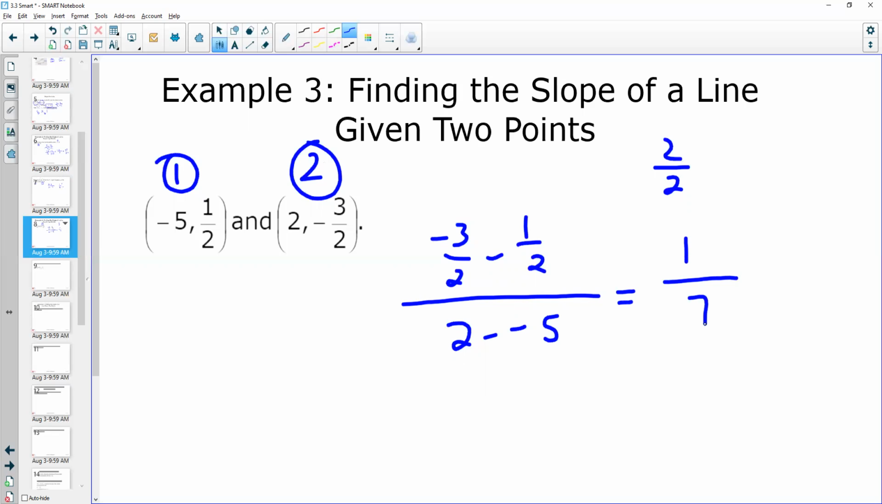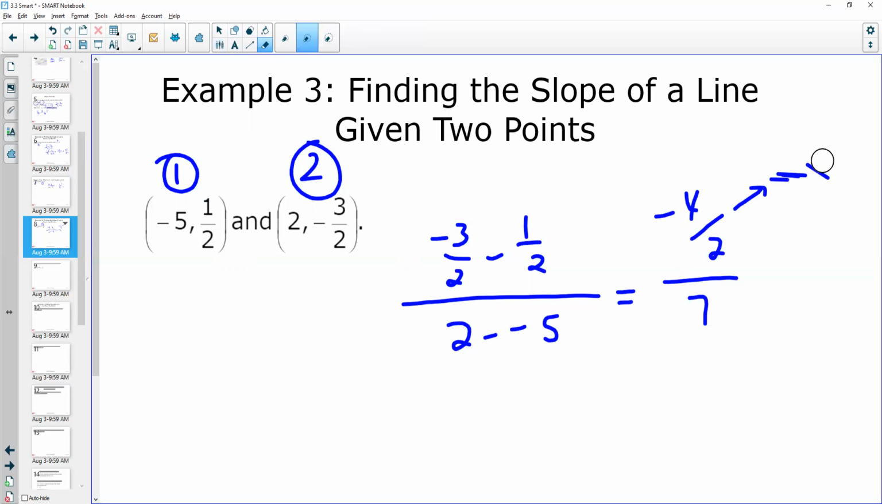Oh, what did I do wrong? I see it. Once again, this is why we check our work, and I check my work. Negative 3 halves minus 1 half is going to be negative 4 over 2. My apologies. So that's going to be the same as negative 2. Oh, my finger started not to work on my screen real quick.